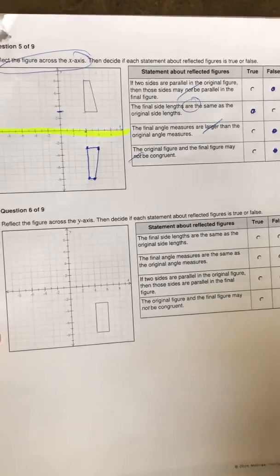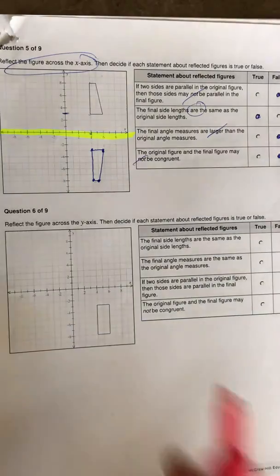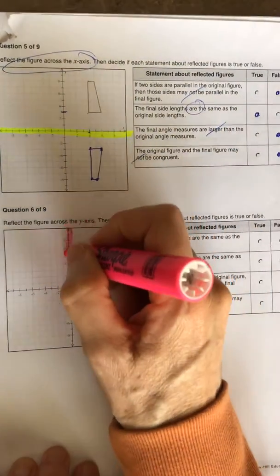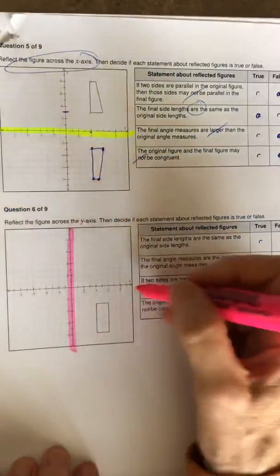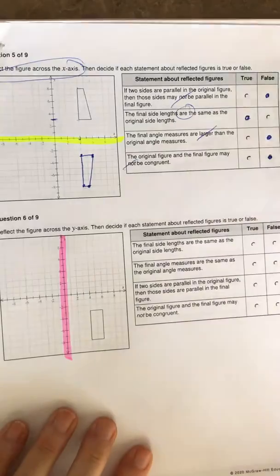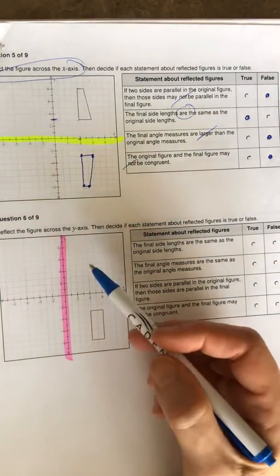Okay, and then we're going to flip it over the y-axis again. So the biggest thing here that people make the mistake of, they just kind of go, oh yeah, so flip it up. No, no, no, no. That's the x-axis. You have to remember, x is going horizontally and y is going vertically. Okay, so this says reflect the figure across the y-axis.